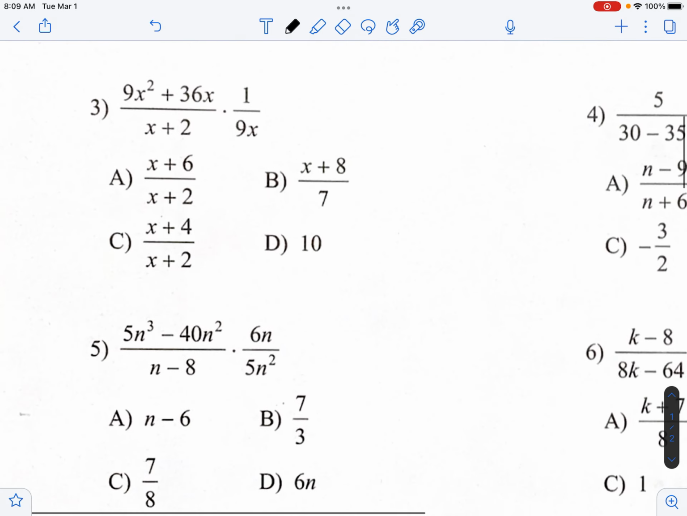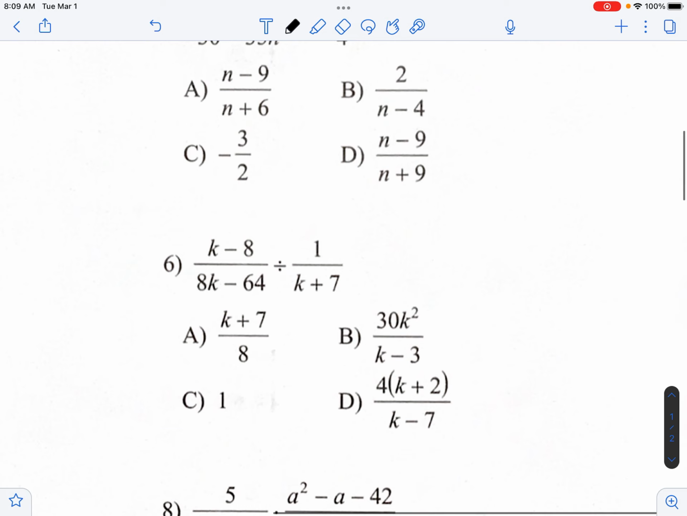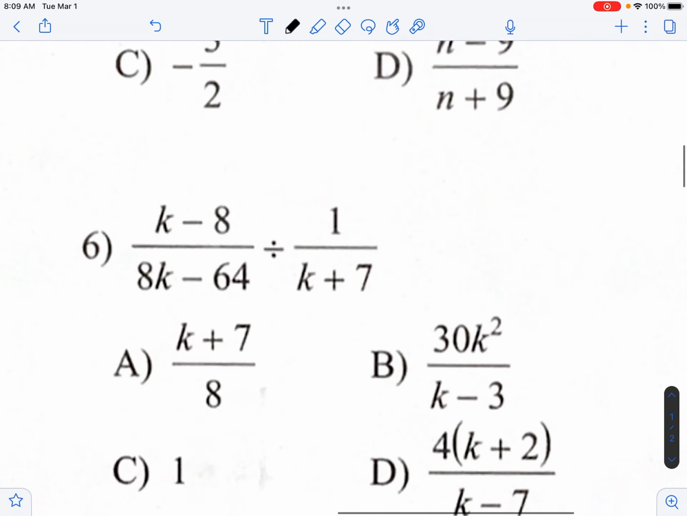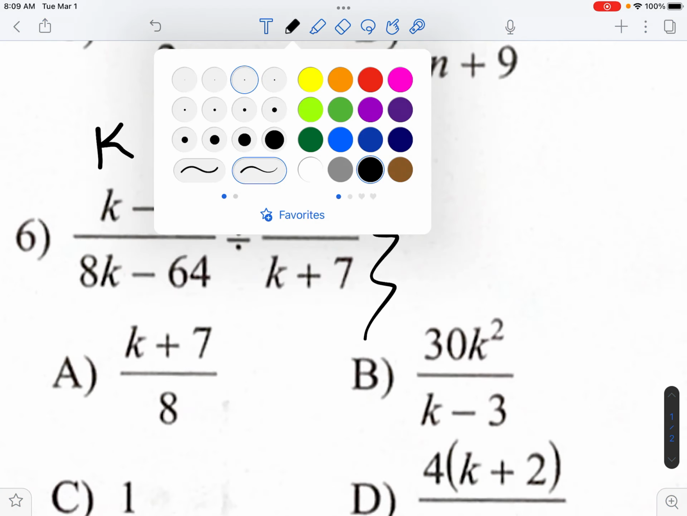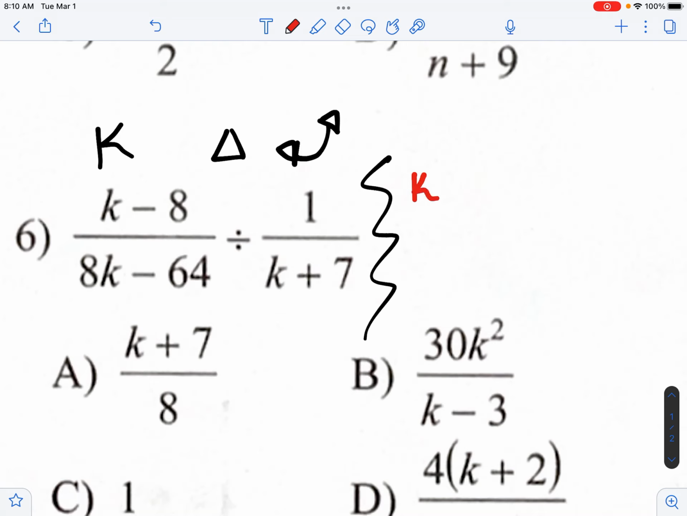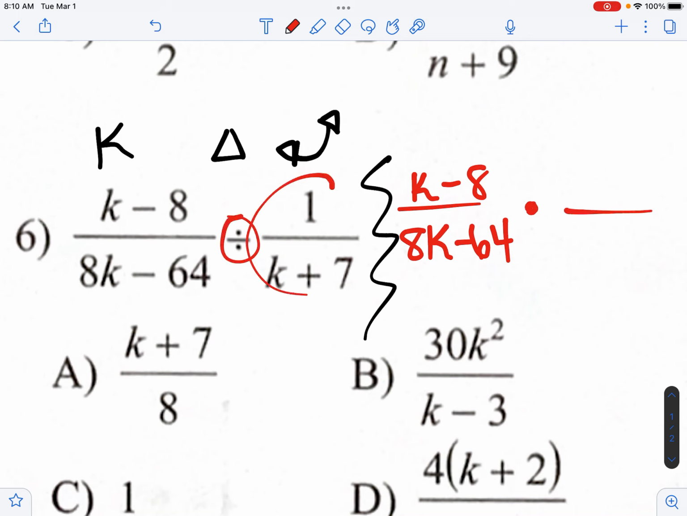So what would that look like if we were dividing? Let's do a division problem. Let's look down here at 6. Now when you divide, we have to go back to what I like to call keep it, change it, flip it. So what you're going to do is we are going to keep the first fraction. Let's change color here. We're going to go k minus 8 over 8k minus 64. You change division to multiplication, and then you flip this fraction right here upside down. K plus 7 over 1.